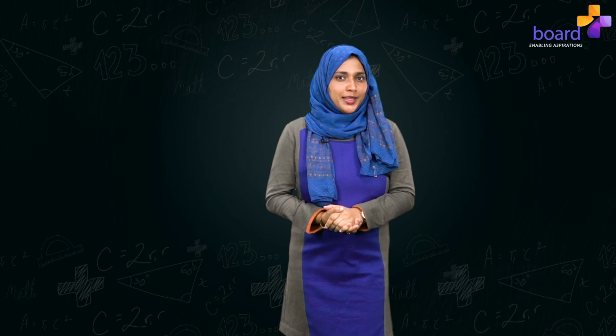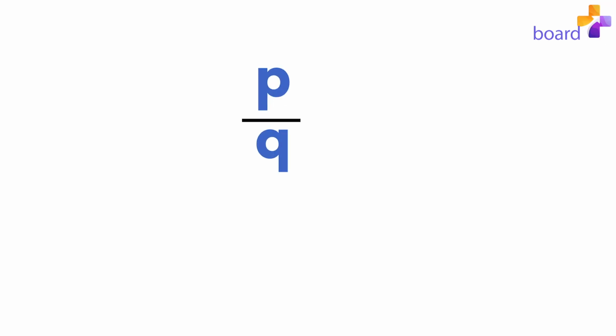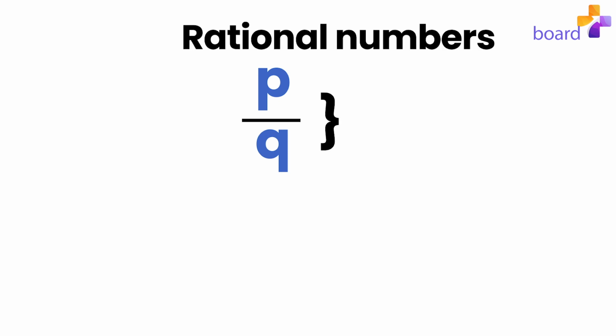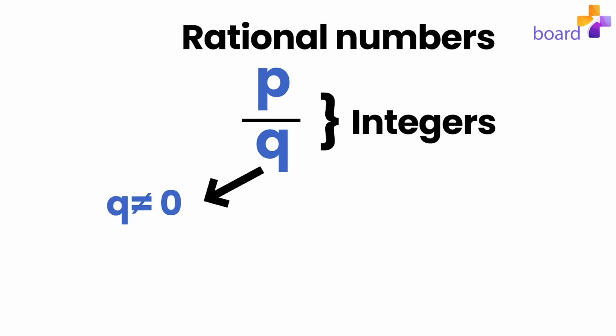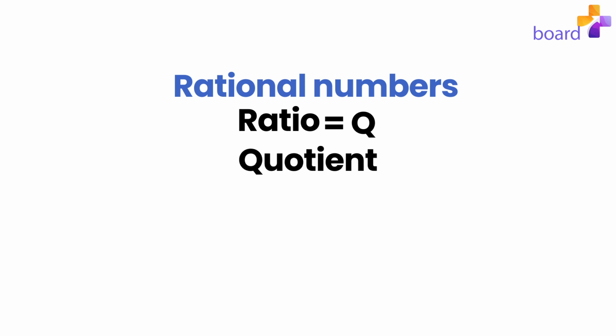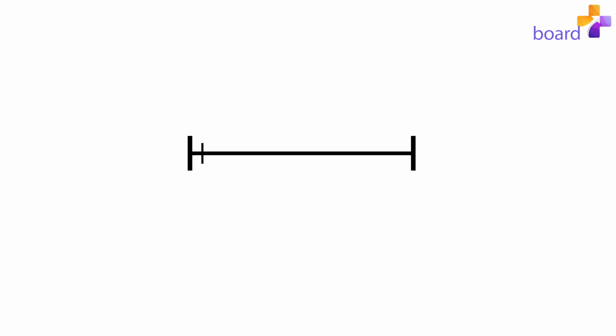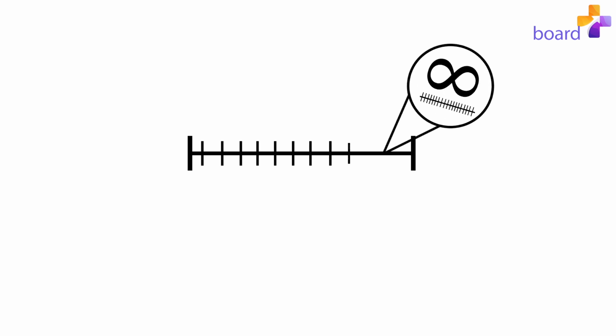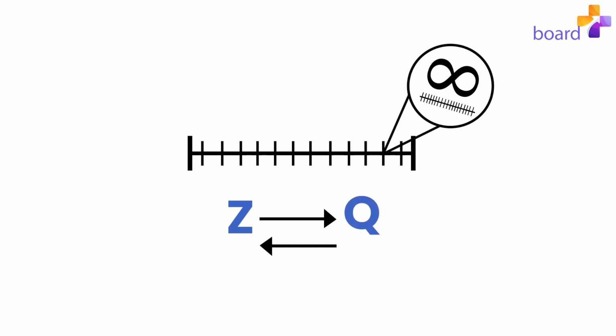Now tell me one thing, sometimes we see numbers in the form p by q, right? These numbers are called rational numbers, where p and q are integers and the denominator is not equal to 0. The word rational number came from ratio, and it is denoted with capital letter Q. The Q is taken from the word quotient. Example 9/5, 1/2, etc. Also remember this point. Between any two rational numbers, there are infinitely many rational numbers. All integers are rational numbers, but the reverse is not true.